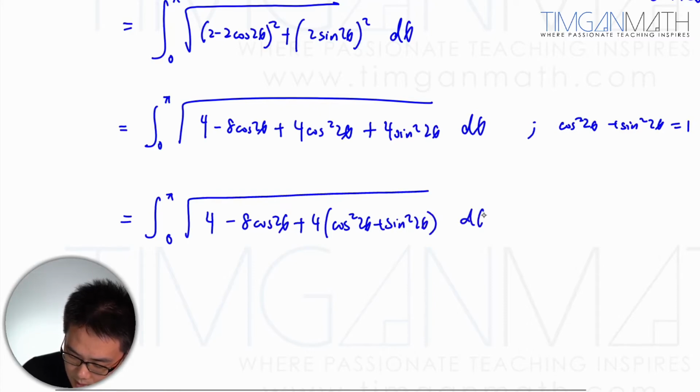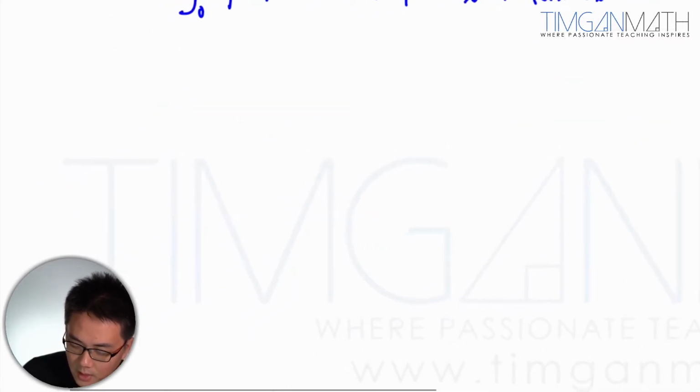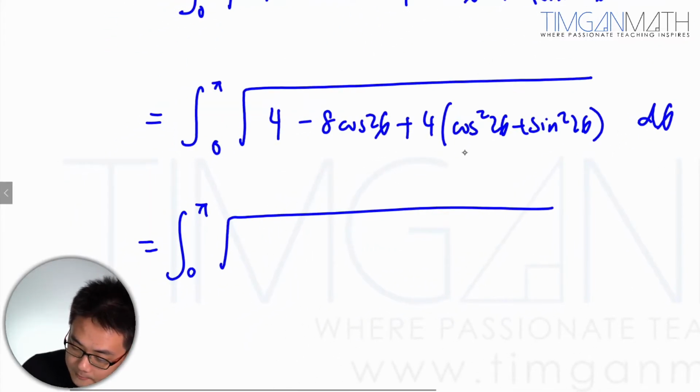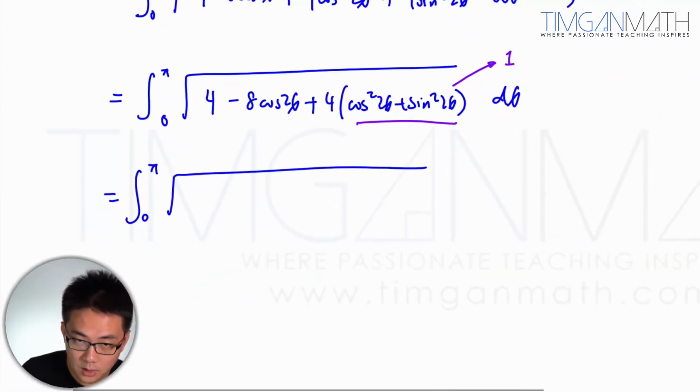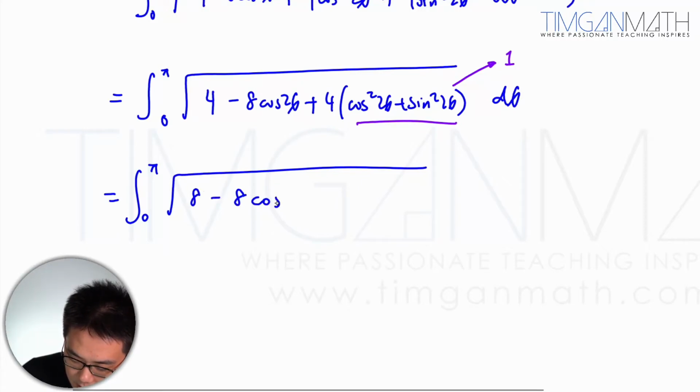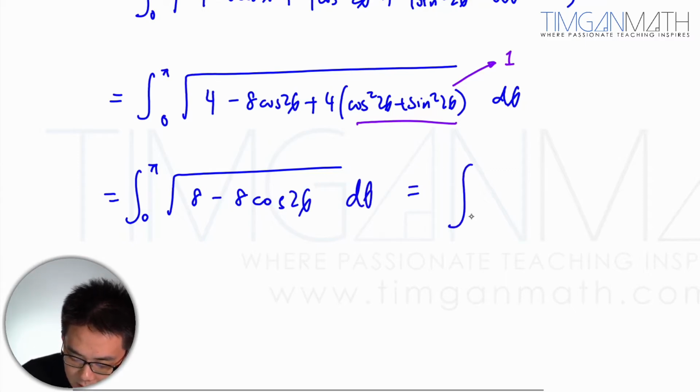You could skip steps if you want to, but I'm trying not to skip too many steps here. So this is 1, so that will be 8 minus 8 cosine 2 theta, d theta. Once this is done, we get the integral of the square root of 8 times (1 minus cosine 2 theta) d theta.